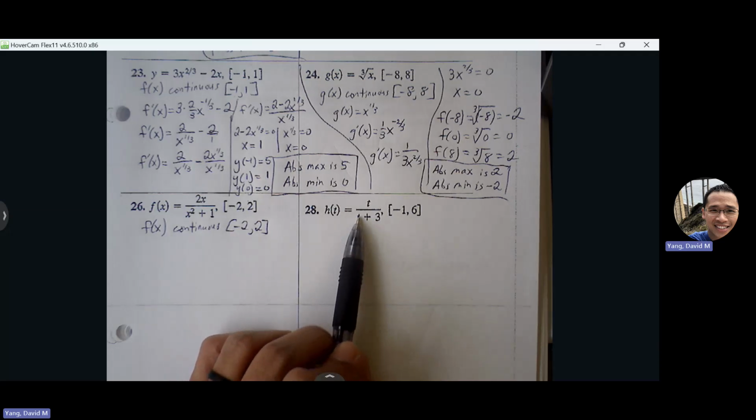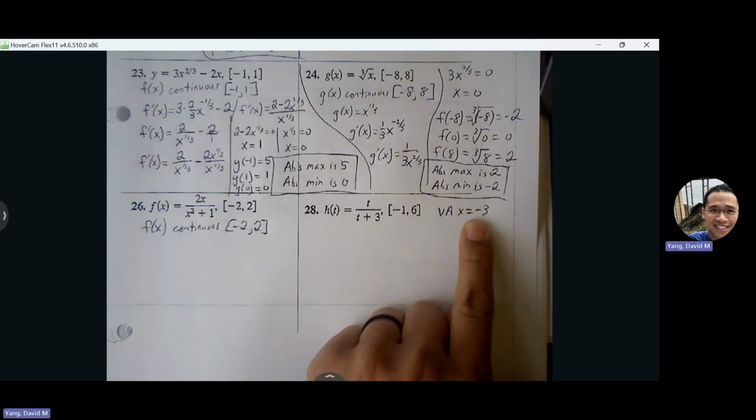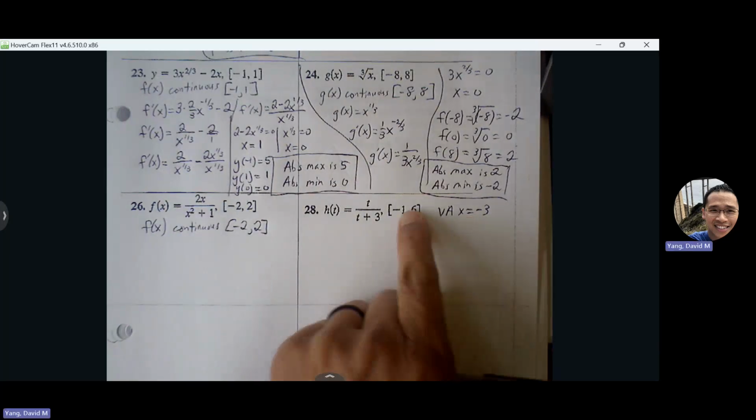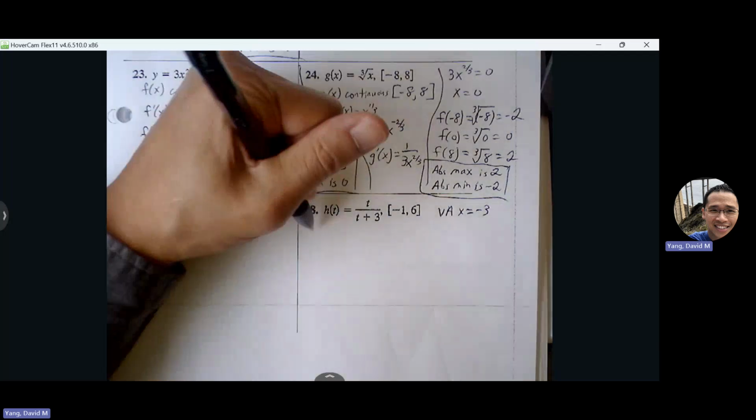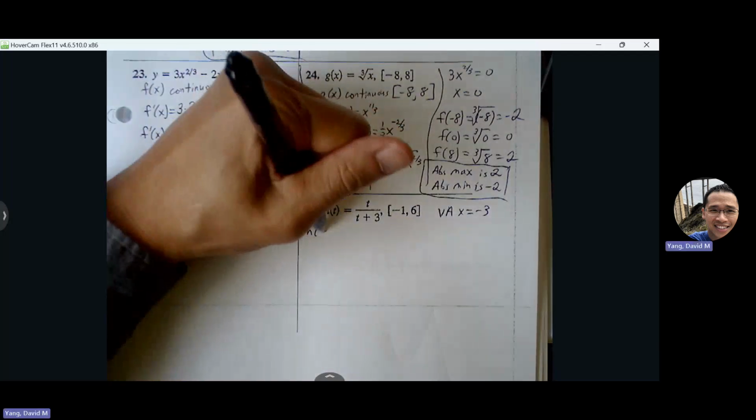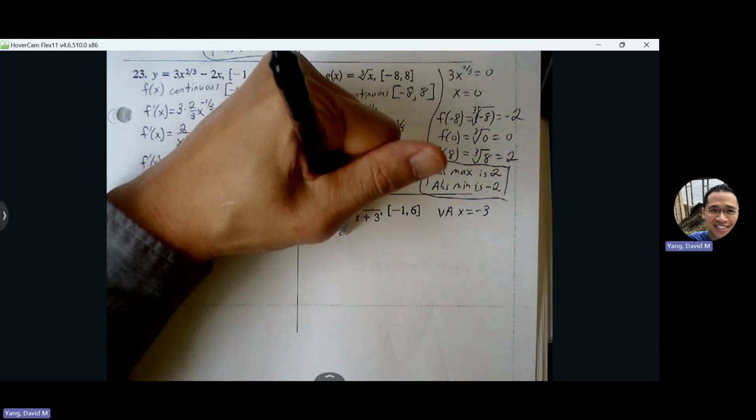28 though. Is there an asymptote? Yes. Where's the issue? Is this going to cause an issue for us? No. This is not inside the interval, so this also can pass the condition. So continuous.